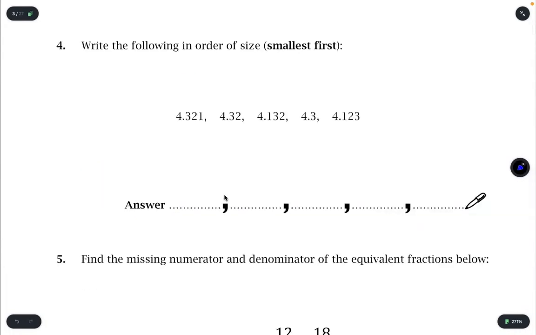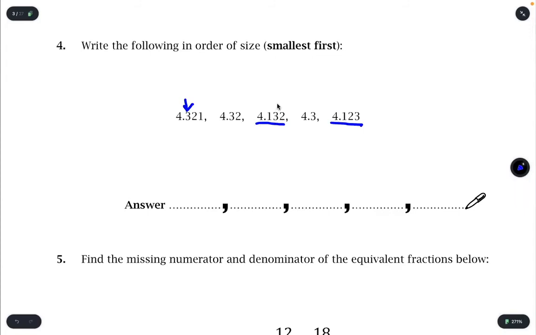4. Write down the following in order of size, smallest first. Well, they've all got a unit of 4, and by the unit I mean the digit that's just before the decimal point. We've got 4, 4, 4, 4, 4. So then next we look at the tenths column, which is the first digit that you see after the decimal point. Here it's 3, 3, 1, 3, 1. So one of these two must be the smallest.